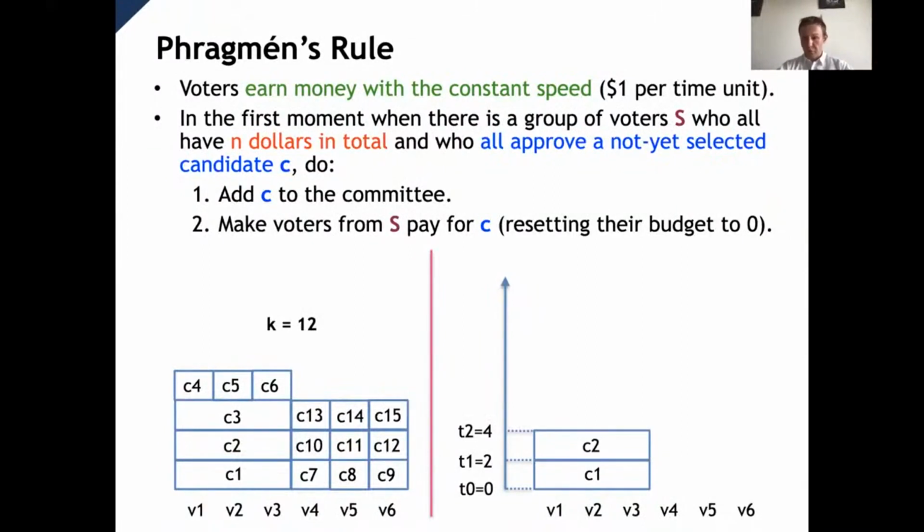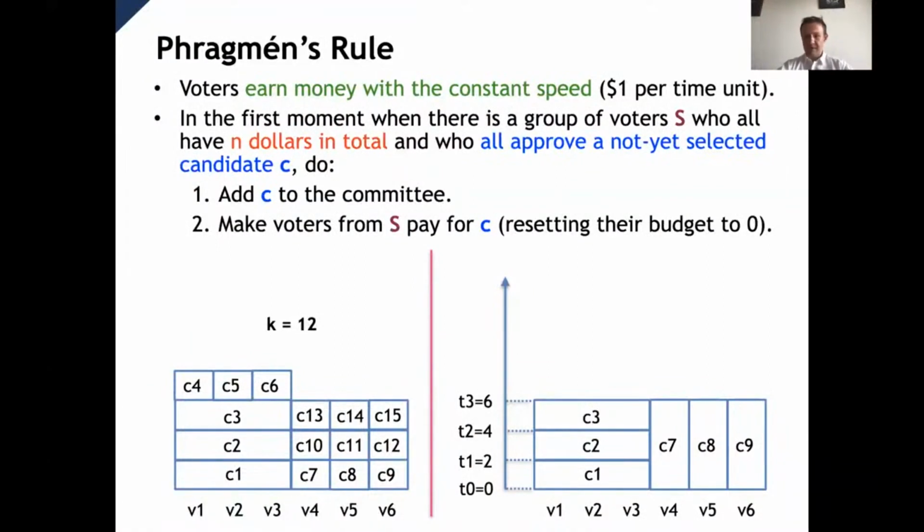Next, at time 4, those 3 voters managed to once again collect $2 each. They in total have $6. That is enough to buy another candidate, say C2. At time 6, those 3 voters again can buy another candidate, namely C3. But also here, in this moment, voter V4 managed to earn $6, which is enough to buy a candidate that only this voter approves. So, for example, C7 will be selected.